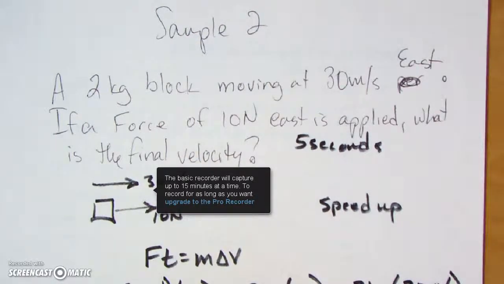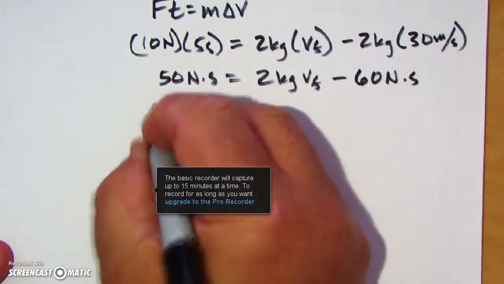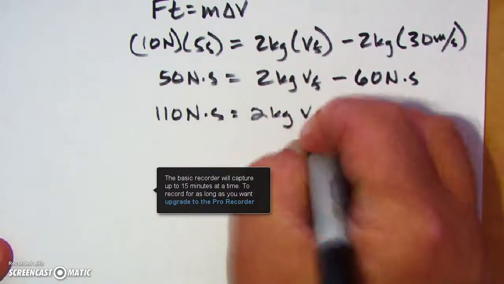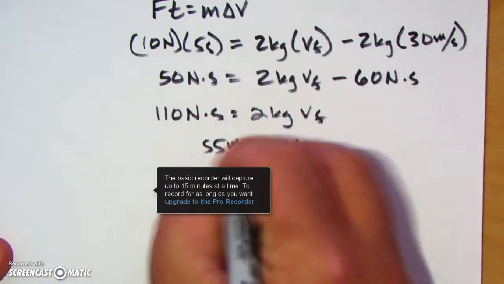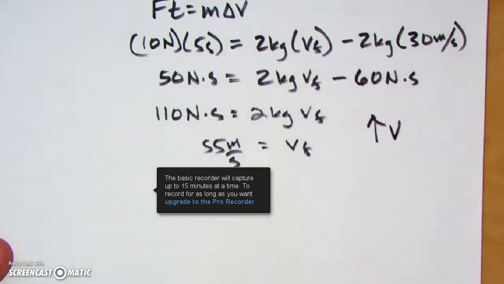So let's take a look at this and get numbers. We get 50 Newton seconds is equal to 2 kilograms times vf minus 60 Newton seconds. Of course, now I move the 60 Newton seconds to the other side by adding 60 to both sides. If I add 60 to both sides, over here I'm going to get 110 Newton seconds is equal to 2 kilograms times vf. So therefore vf is equal to 55 meters per second. And that matches up with the fact that we thought it was going to speed up. So that's a good one.